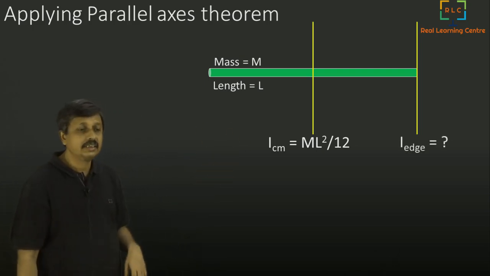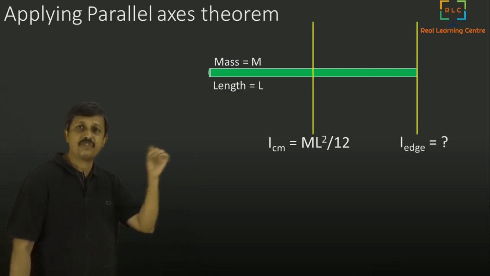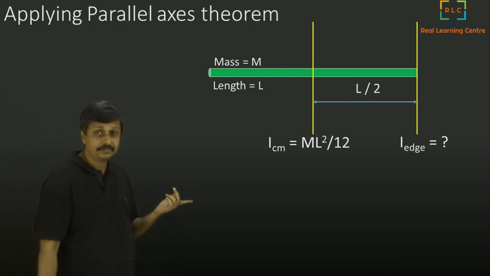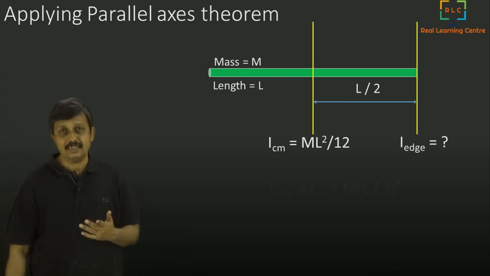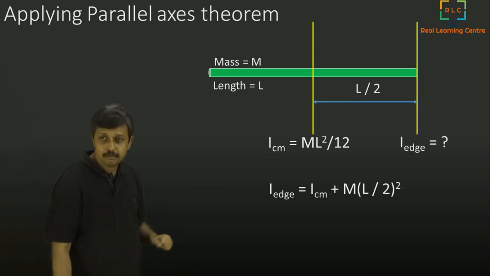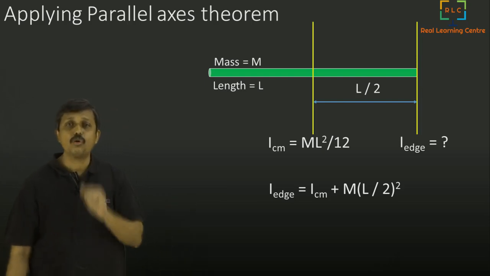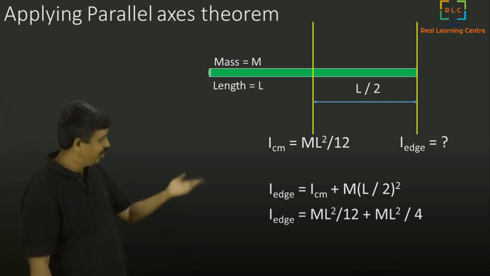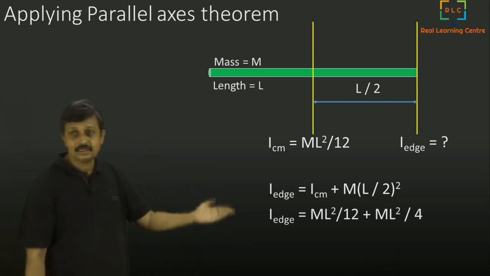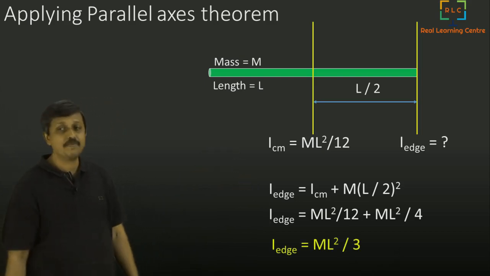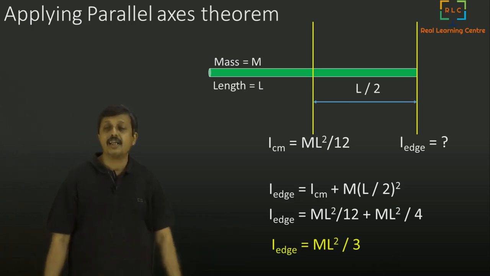Let us name it I edge. What is the distance? The distance is L by 2. So let us apply the parallel axis theorem, which is nothing but I edge is equal to ICM plus M into L by 2 whole square. Now if I want to calculate that, ICM we already know is ML square by 12, and this is ML square by 4. If you add those two, you actually get ML square by 3. And that is the moment of inertia.